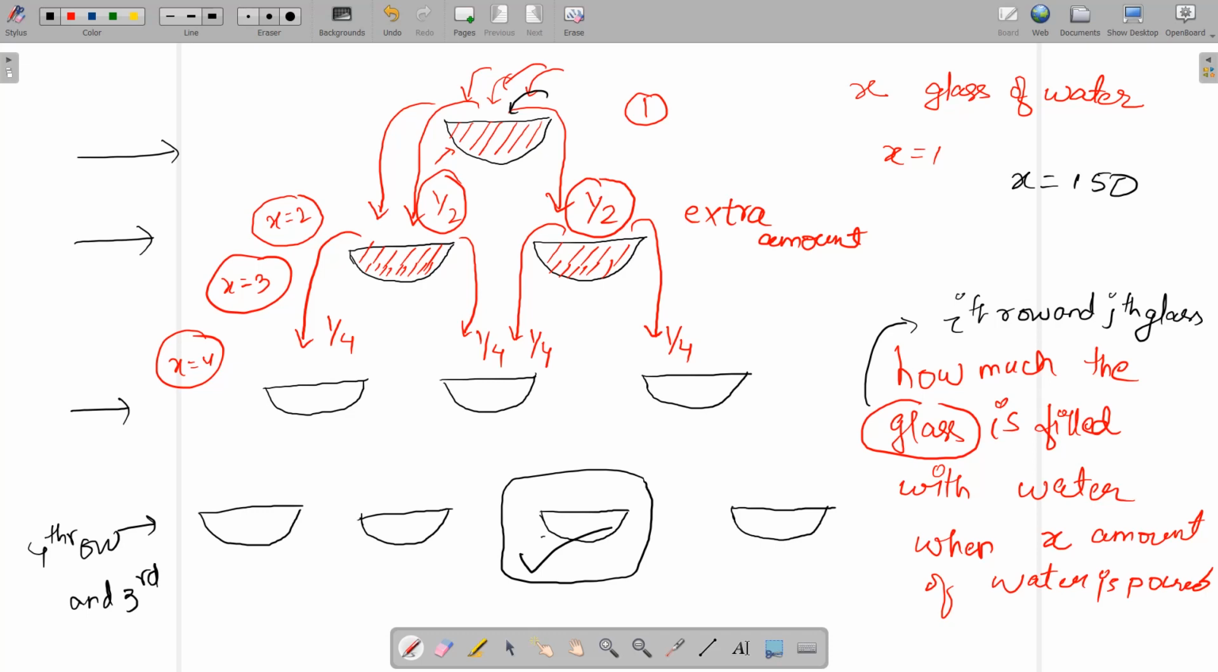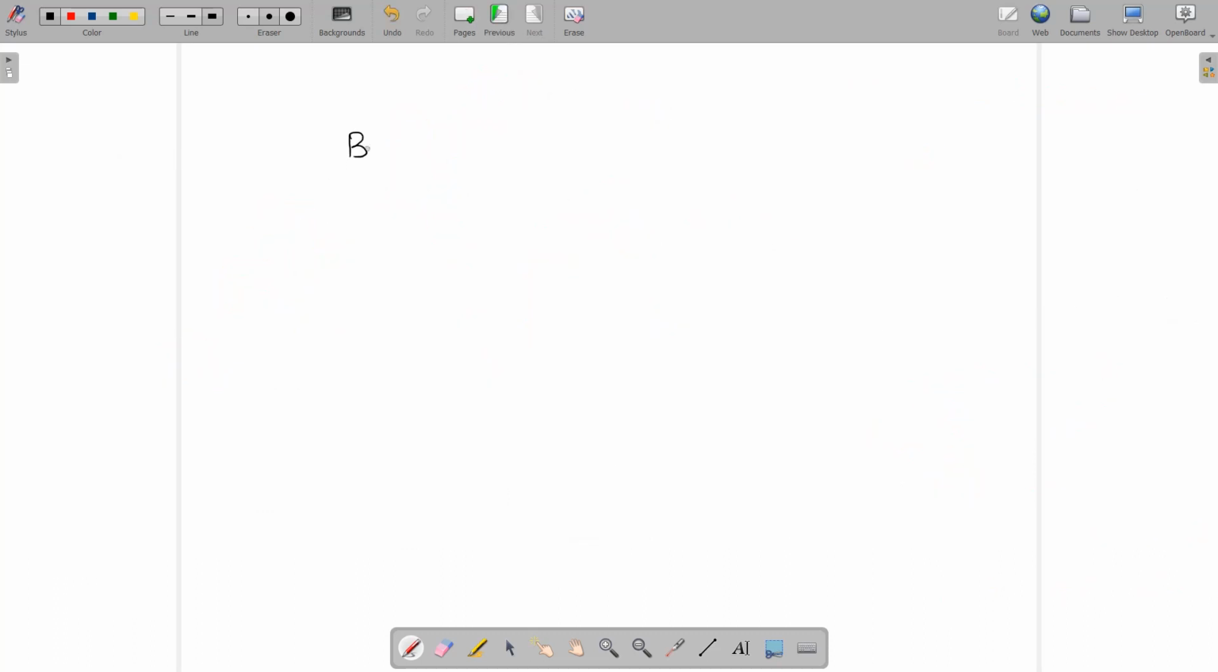So how do we find it? The basic idea is to perform breadth first search, or you can say breadth first search with a little DP.